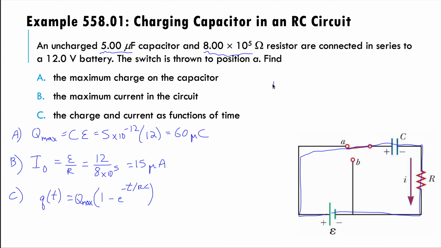And we can calculate R times C on the side. R times C is 8 times 10 to the 5 ohms times 5 times 10 to the negative 6 farads, which actually gives us 4. And the unit for R times C, if you simplify the units, you actually end up with seconds.